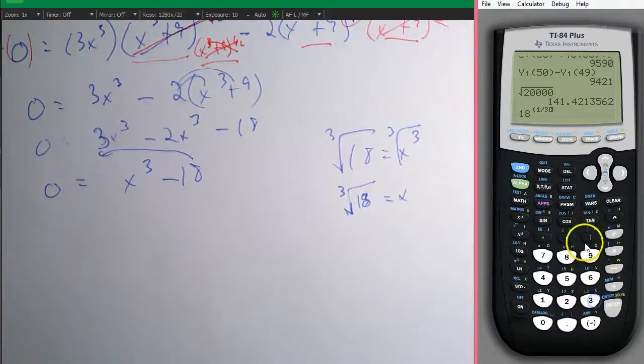Or there is the cube root button, but I just prefer to not have to go to a menu. So 2.62 or something, or 2.6 items, which doesn't make sense. And again, the context doesn't matter here, it's just the work.